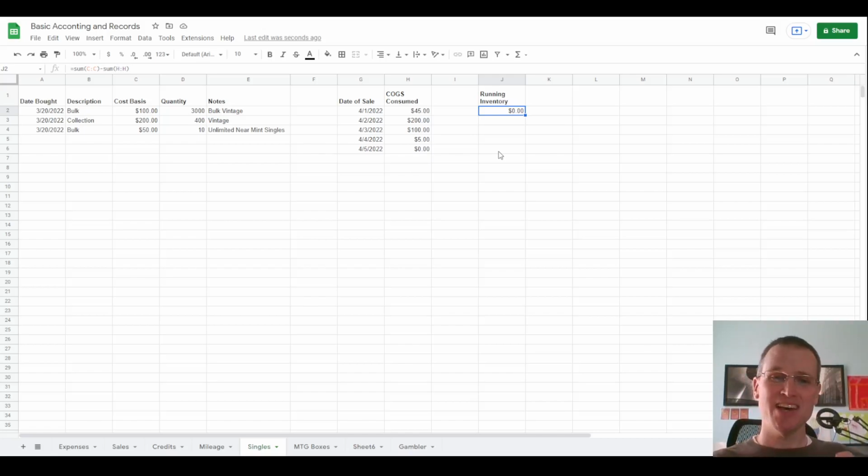And again, the other nice thing about accounting this way on an individual sheet just for singles is that it doesn't muddy it up with any type of weird situation where you might lose some inventory of sealed boxes and that would have negative inventory. This running inventory right here is just singles.